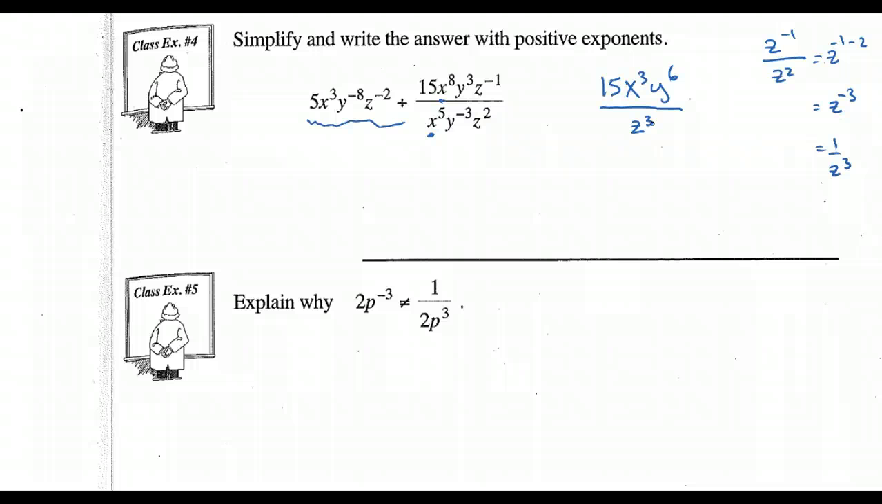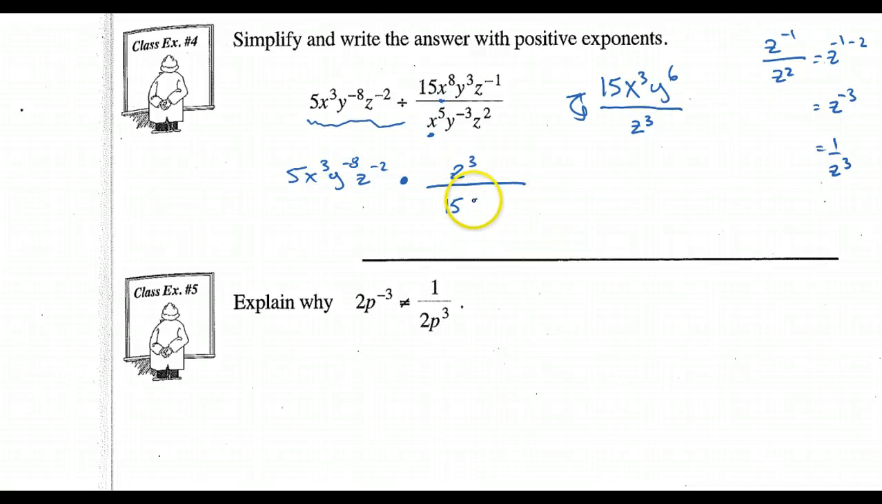Okay? Now, let me rewrite this one. I have 5 x cubed, y to the negative 8, z to the negative 2, and I'm going to multiply this, and I'm going to flip around this fraction because I'm multiplying, so it's going to be z to the 3 on top, 15 x to the 3, y to the 6 on the bottom.